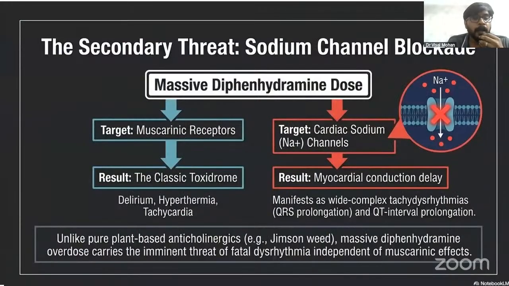Another thing, apart from the muscarinic receptors, which cause the classic toxidrome in this patient: diphenhydramine can also block the sodium channels in the cardiac membrane. It can cause a myocardial conduction delay, causing wide complex tachycardia and QRS prolongation. This is mainly seen in a diphenhydramine overdose, where both the muscarinic receptors and the cardiac sodium channels are blocked.